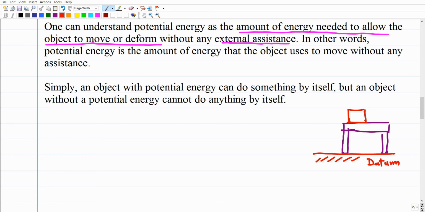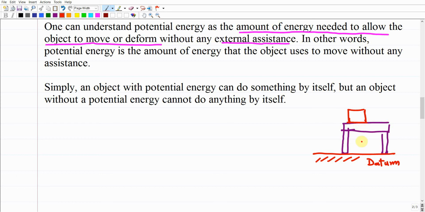There is a stored energy inside this object that it is going to use when it is needed to move down. And this is going to happen unless we just remove the table. If you remove the table, this object is going to fall down. Why? It's going to do something, it's going to move, so this object requires energy to do so. This energy is already embedded, stored inside this object, but it is not shown because of the table.